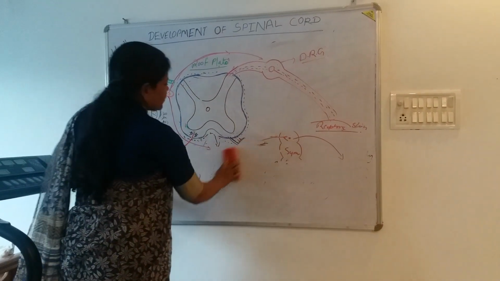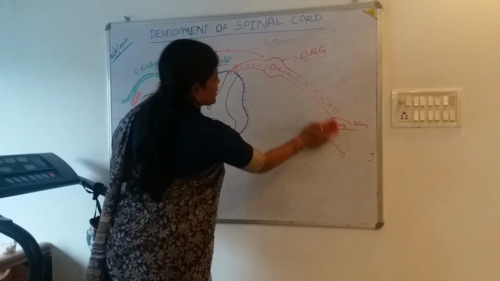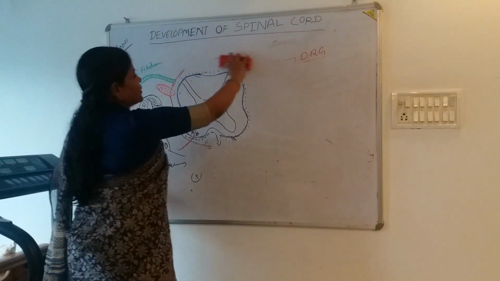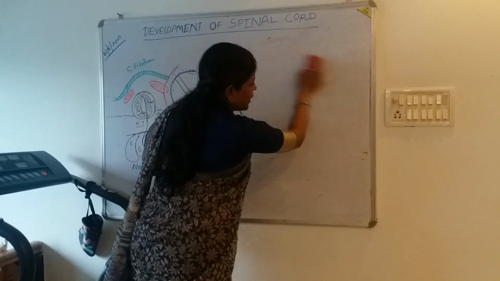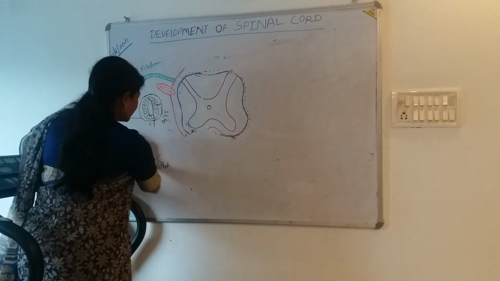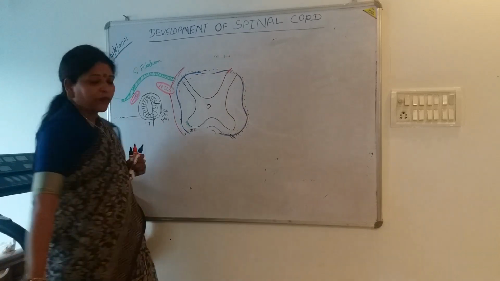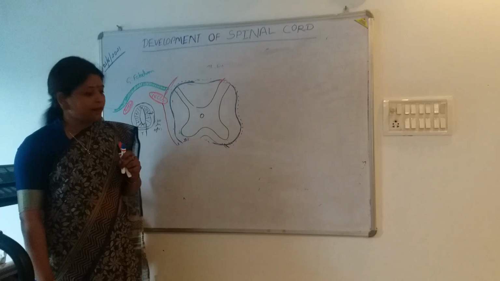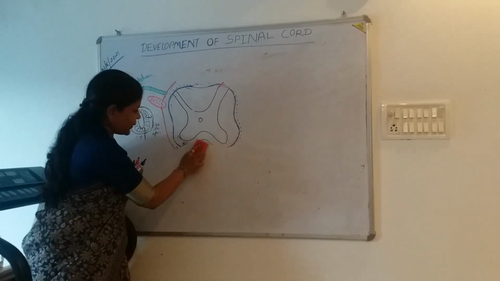Okay. Now there are three types of cells we have discussed which are related to the development of the spinal cord. What were those three types of cells? Neuroblast cells, spongioblast cells and ependymal cells.